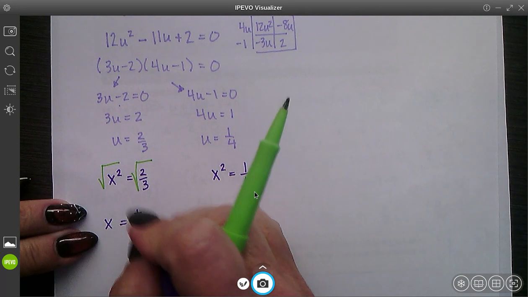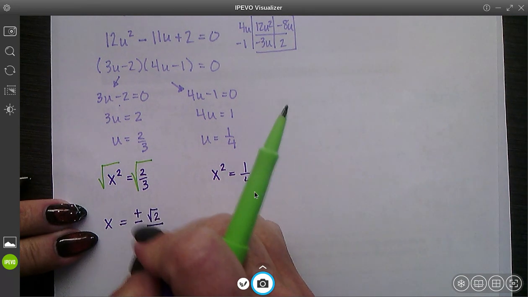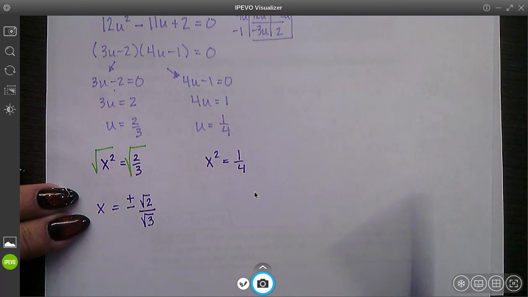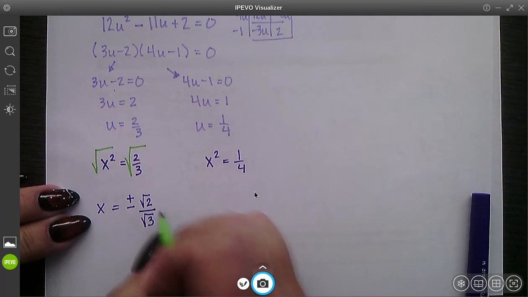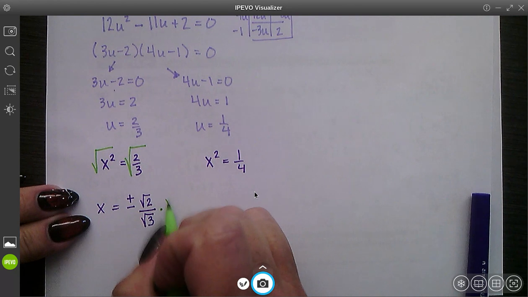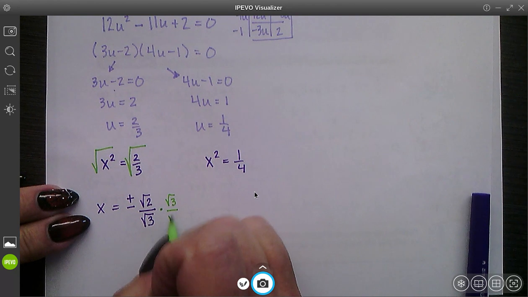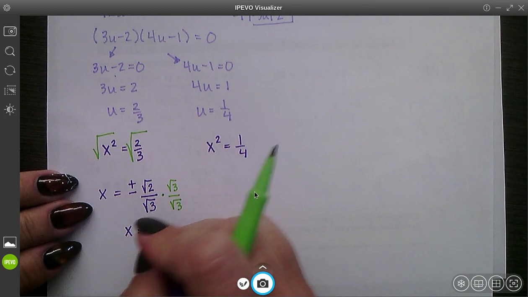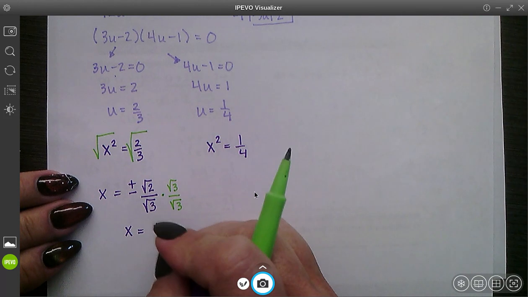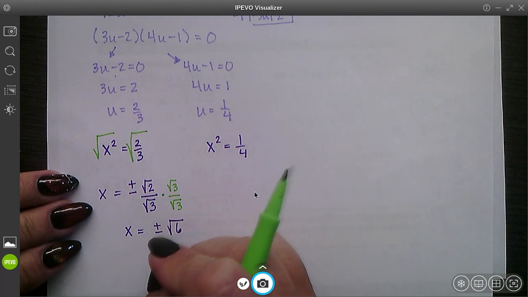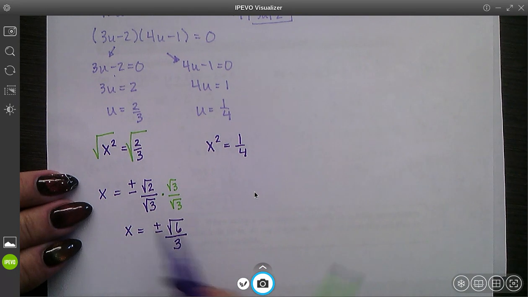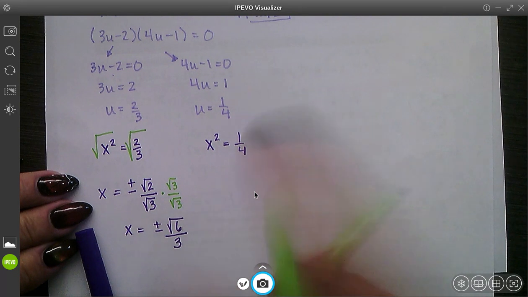And that will be the square root of 2 over the square root of 3, which my math lab doesn't like you leaving. It wants you to rationalize. So I do that by multiplying by square root of 3 in the numerator and denominator, so that now I have x equals plus or minus the square root of 6 in the numerator, and the denominator is regular 3. So there's 2 answers.